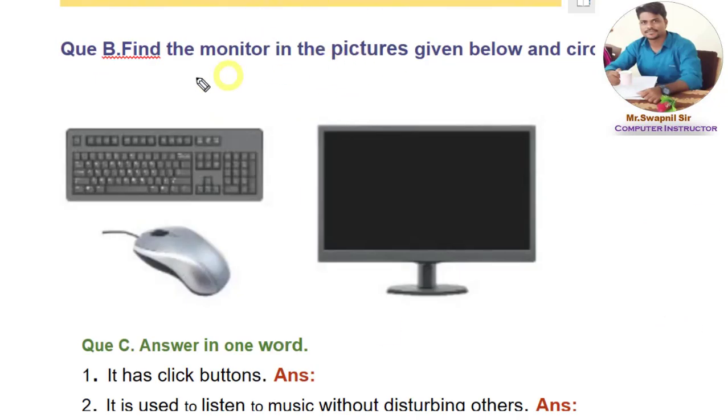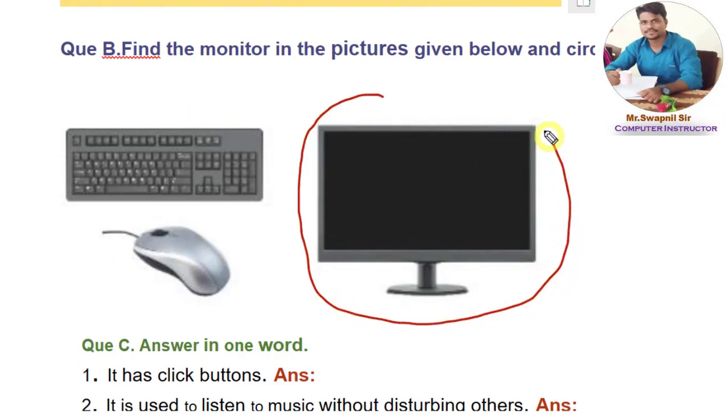Okay, our next question is, find the monitor in the picture given below and circle it. See picture, what is it? It is keyboard, this is mouse, and this is monitor. It will look like TV set. This is monitor. So we will circle it.